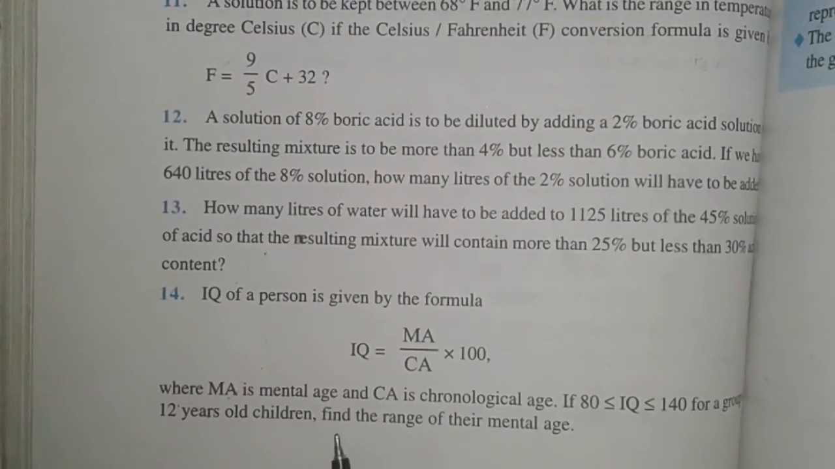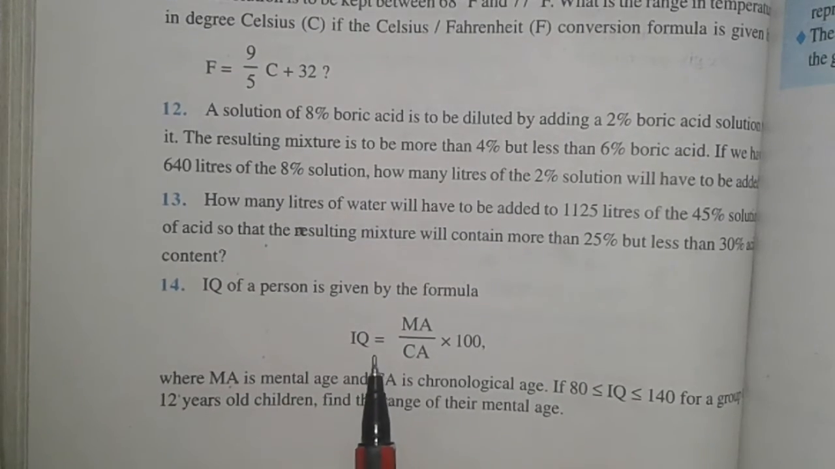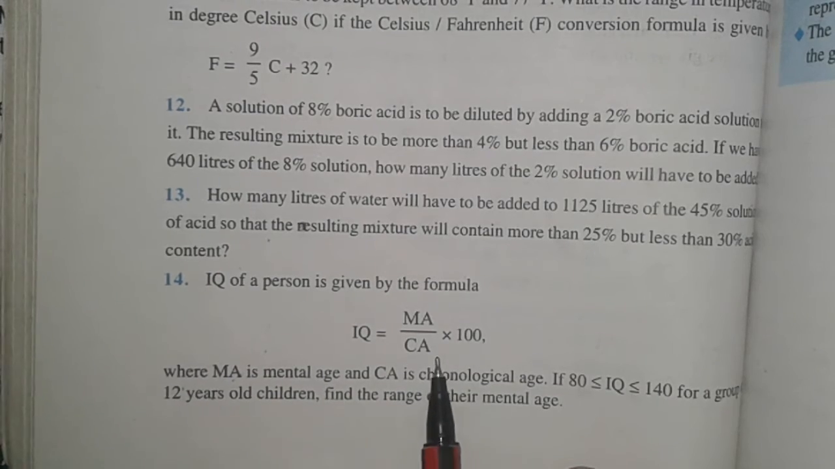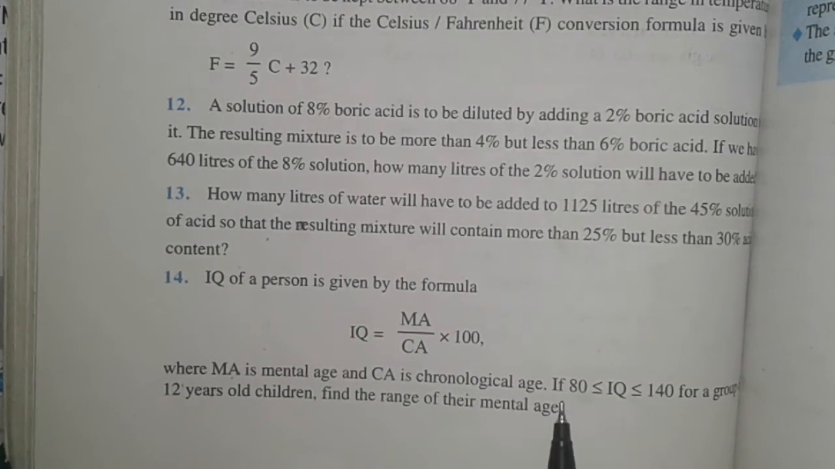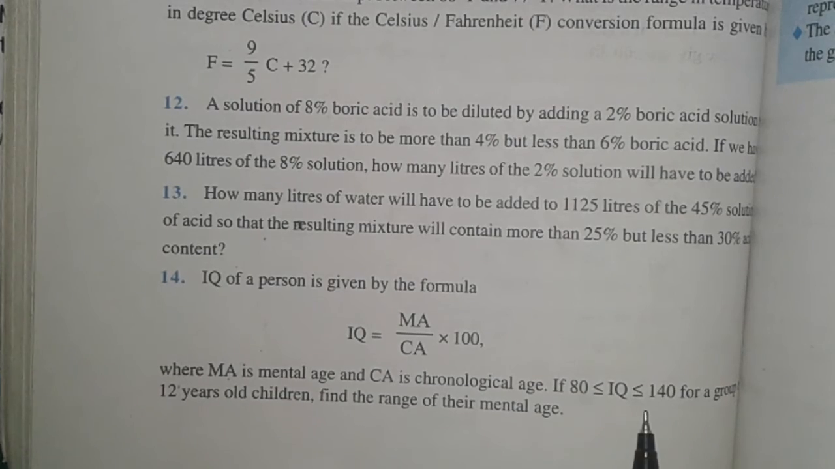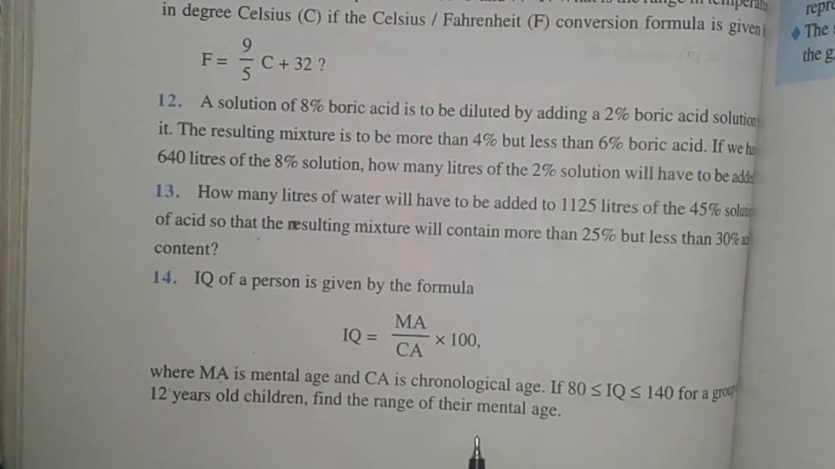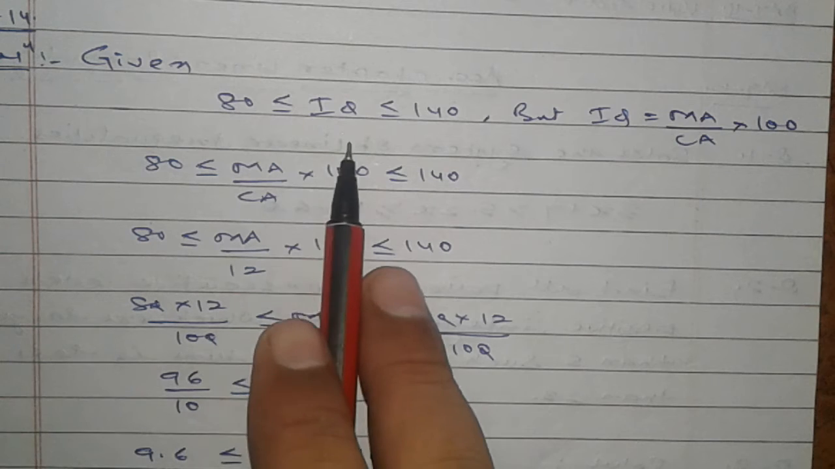Then question number 14 is, the IQ of a person is given by the formula IQ is equal to MA, mental age over chronological age, into 100. It says if IQ lies between 80 and 140 for a group of 12-year-old children, find the range of their mental age. Let us see the solution.